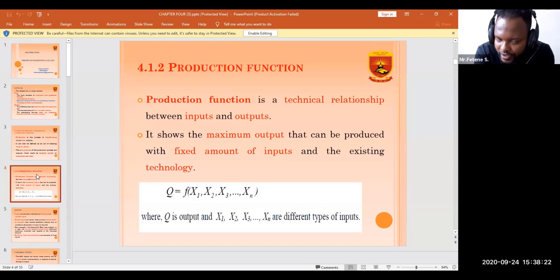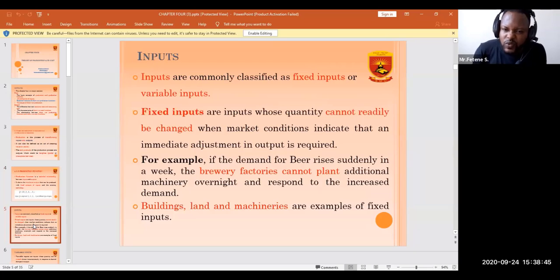Look, this indicates that the output, or the end product of the production process, is a function of x1, x2, x3 up to xn. This x indicates the different input types, different fixed input types. So the relationship between this output and input is called the production function.